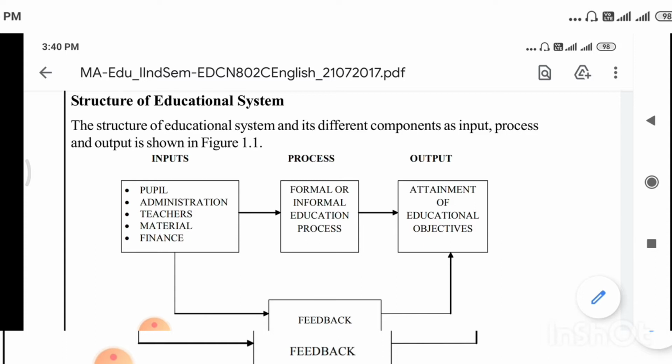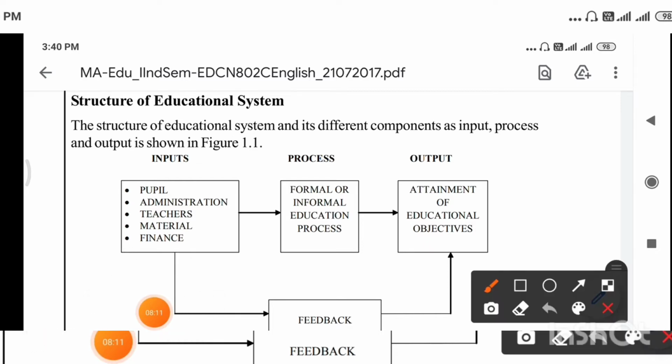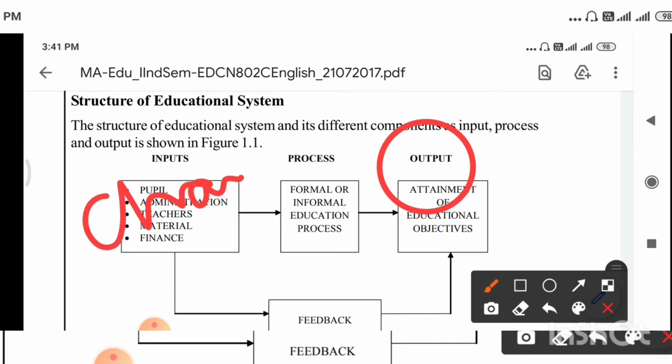And then comes the output. The attainment of the educational objective. Whether the thought process of a person has changed or not, that is the output. What is the output here? If you look at the output part over here, what is this output actually? The output is what result comes out: the change in the thought process.